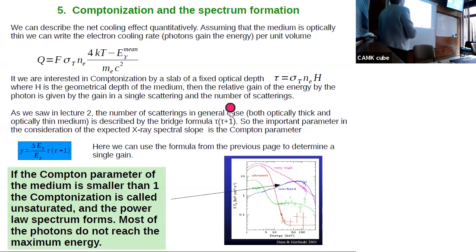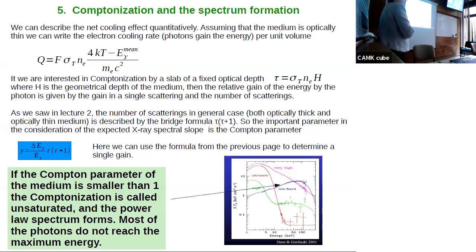We also talked about the number of scatterings, and then we had this bridging formula during this lecture too, which tells us that if we have a really optically thin medium, then the number of scatterings is tau, and if we have optically thick medium, we have tau squared number of scatterings. So this is tau times tau plus one. It's a nice bridging formula.